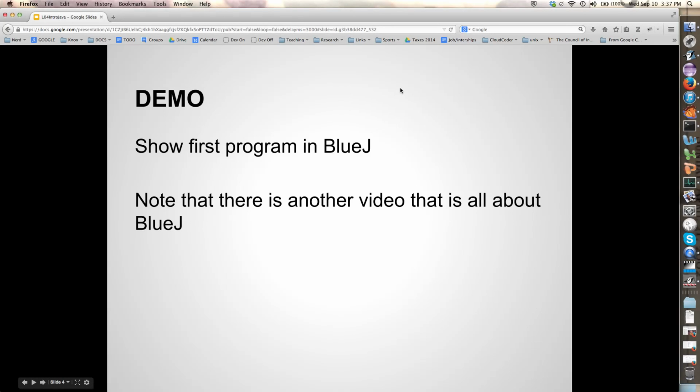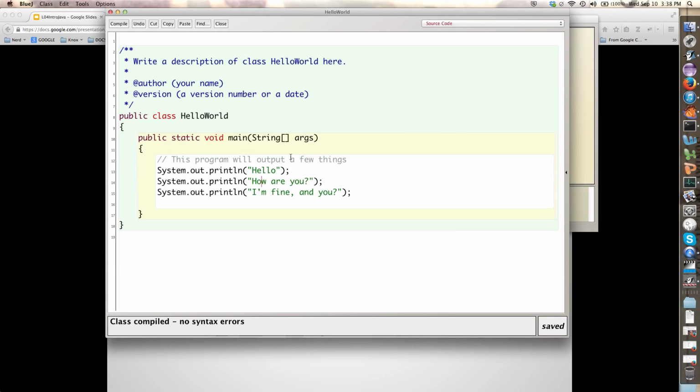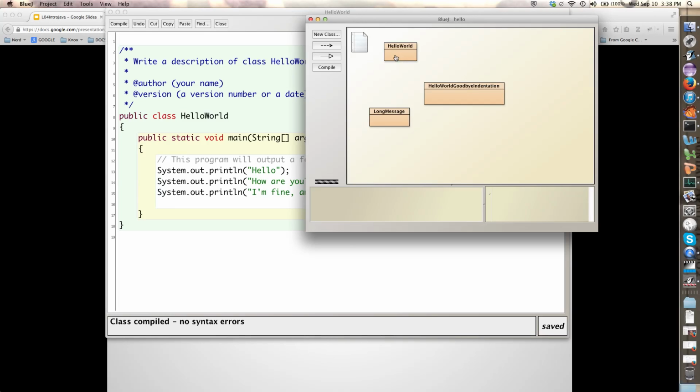Let's jump right in. Let me show you your first program in Java using a tool called BlueJ. BlueJ is the introductory editing environment. It's called an integrated development environment, or IDE. We have a separate set of videos specifically on BlueJ. So I'm going to show you the text of the program. We've got things in here, these are print statements. This program's called Hello World. I'm going to right-click it and run it. We'll see what it does.